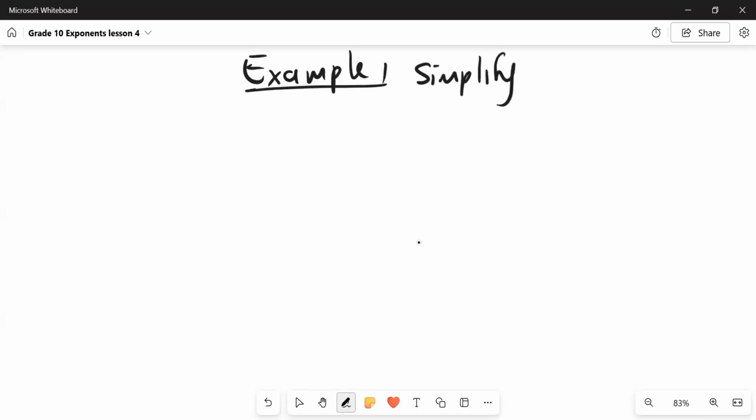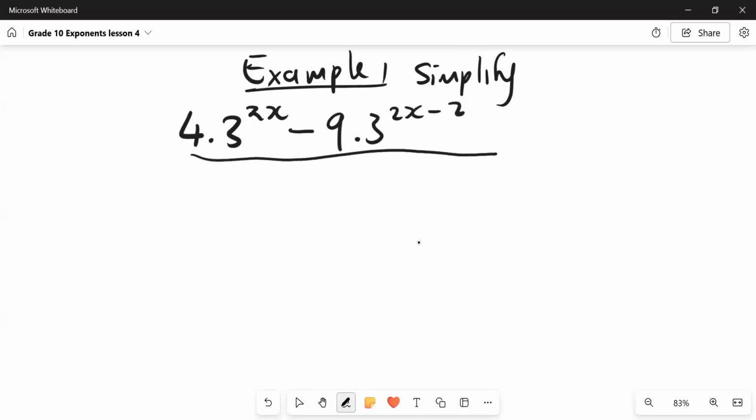But when we are simplifying, now they're giving us 4 times 3 to the power of 2x minus 9 times 3 to the power of 2x minus 2, all divided by 3 to the power of 2x minus 3 to the power of 2x minus 1. How do we go about simplifying this? How can we simplify this?